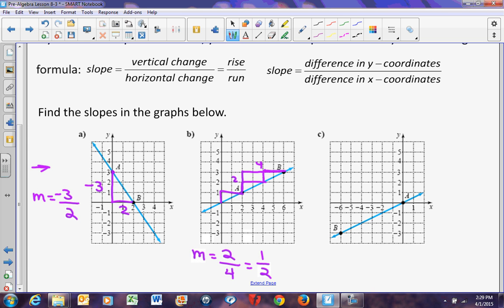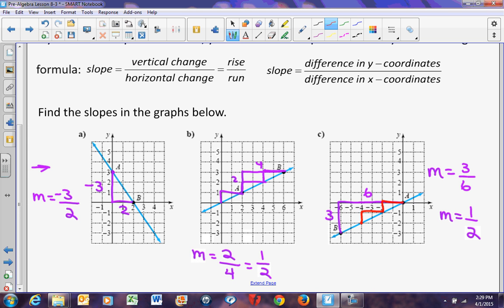Let's look at graph number 3, or C, I should say. As we read from left to right, we get to point B first. We're going to have to go up and over. We went up 1, 2, 3 units, and we went over 1, 2, 3, 4, 5, 6 units. So the slope would be up 3 over 6, which reduces to 1/2. And if we look at that, we can pick any point. Let's take this point here. If I go up 1 and over 2, look, I'm on the blue line. If I go up 1 over 2, I'm still on the blue line. So my slope is 1 over 2.